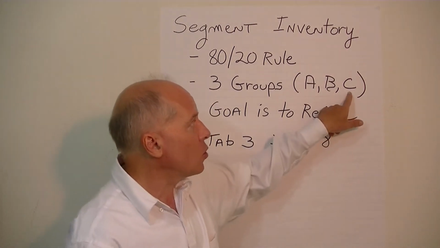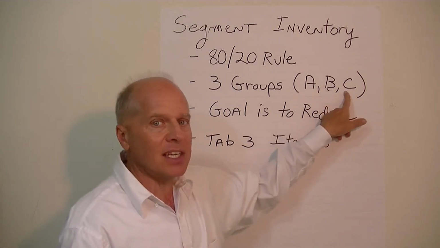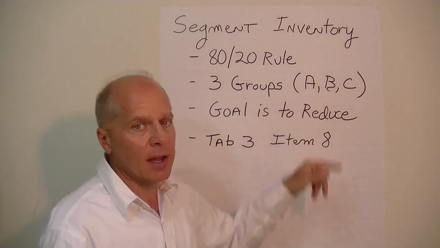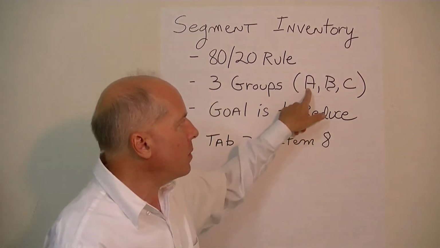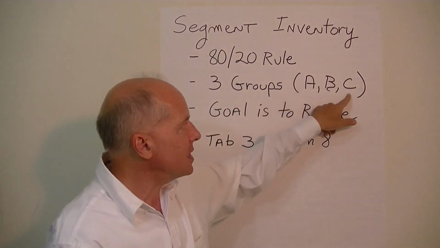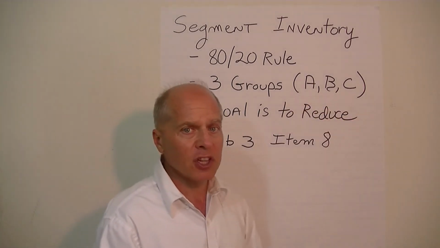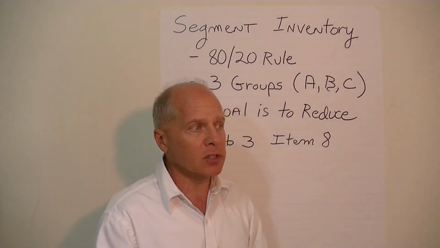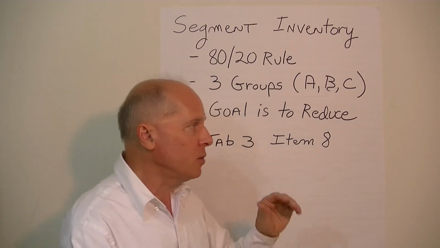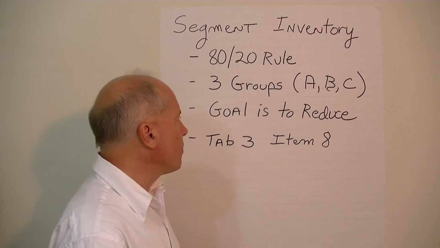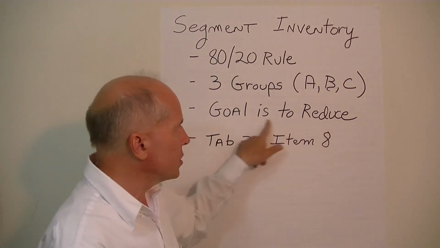So we won't be quite as aggressive in managing the C items as we are the B and the A items. So this is the kind of thing that you have to take into account in how you manage inventory, grouping them and segmenting them into at least three groups based on demand. Demand times cost gives you the value, and then you can separate that out with the goal to reduce it.